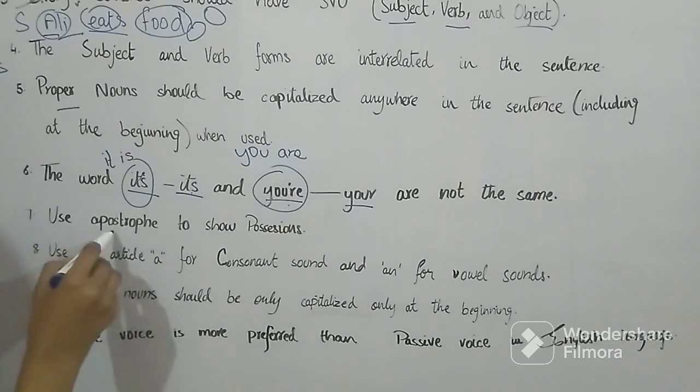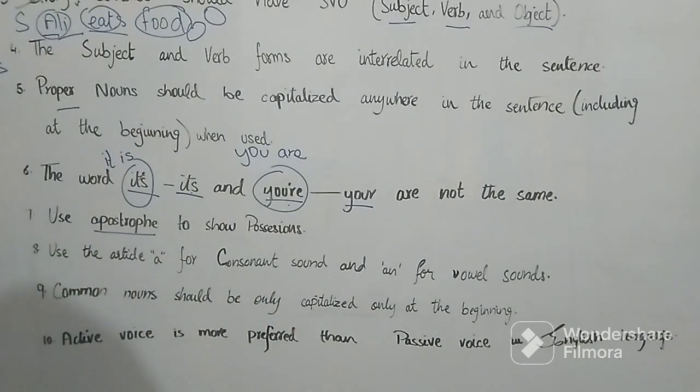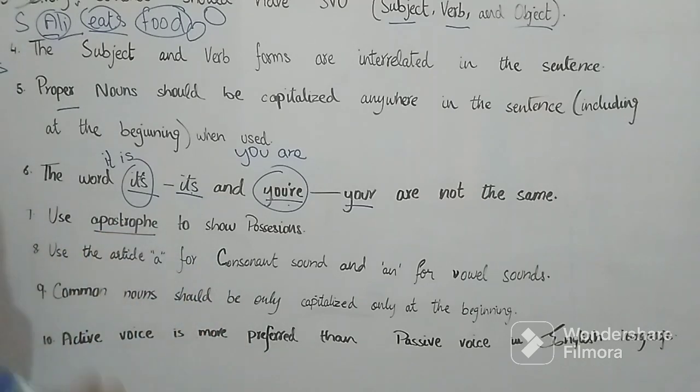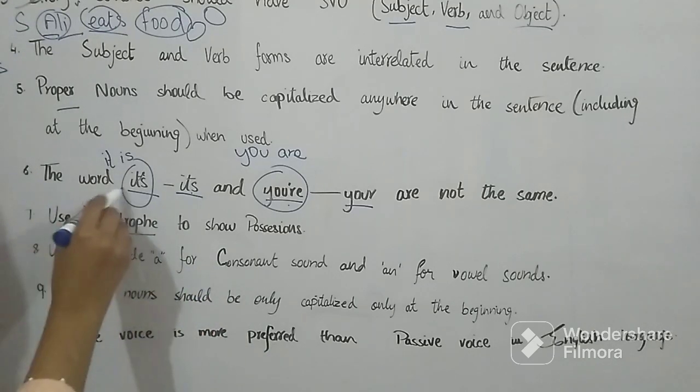Seventh rule is that use an apostrophe to show possession, if you want to show possession to somebody while writing. It's not really about speaking. So while writing, if you want to show your possessions, you could use an apostrophe.